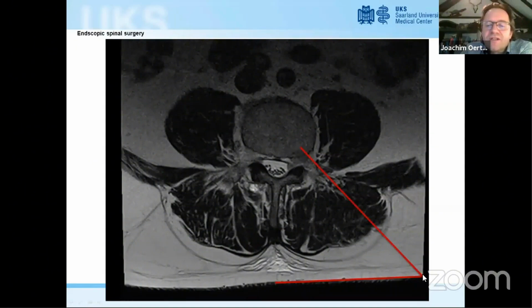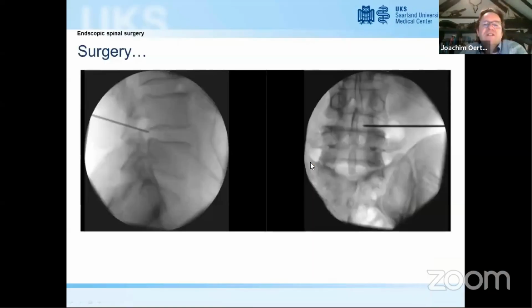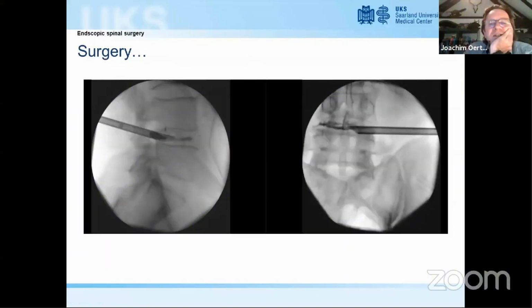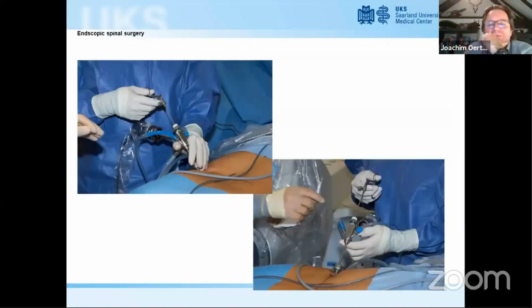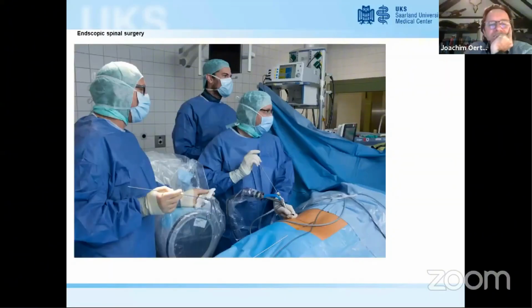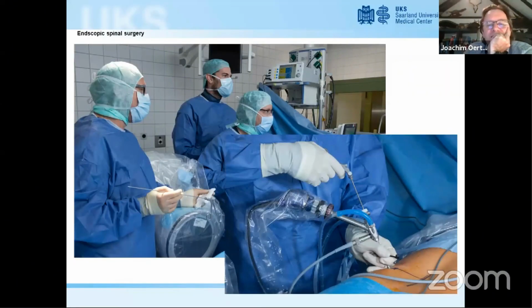This was, in this case, 12 centimeters lateral. Use the posterolateral approach. We go into the disc space and then we retract. This is the technique: puncture of the disc space, discography, and then Seldinger technique, guidance of the endoscopic system. And then you go in and retract and mobilize.